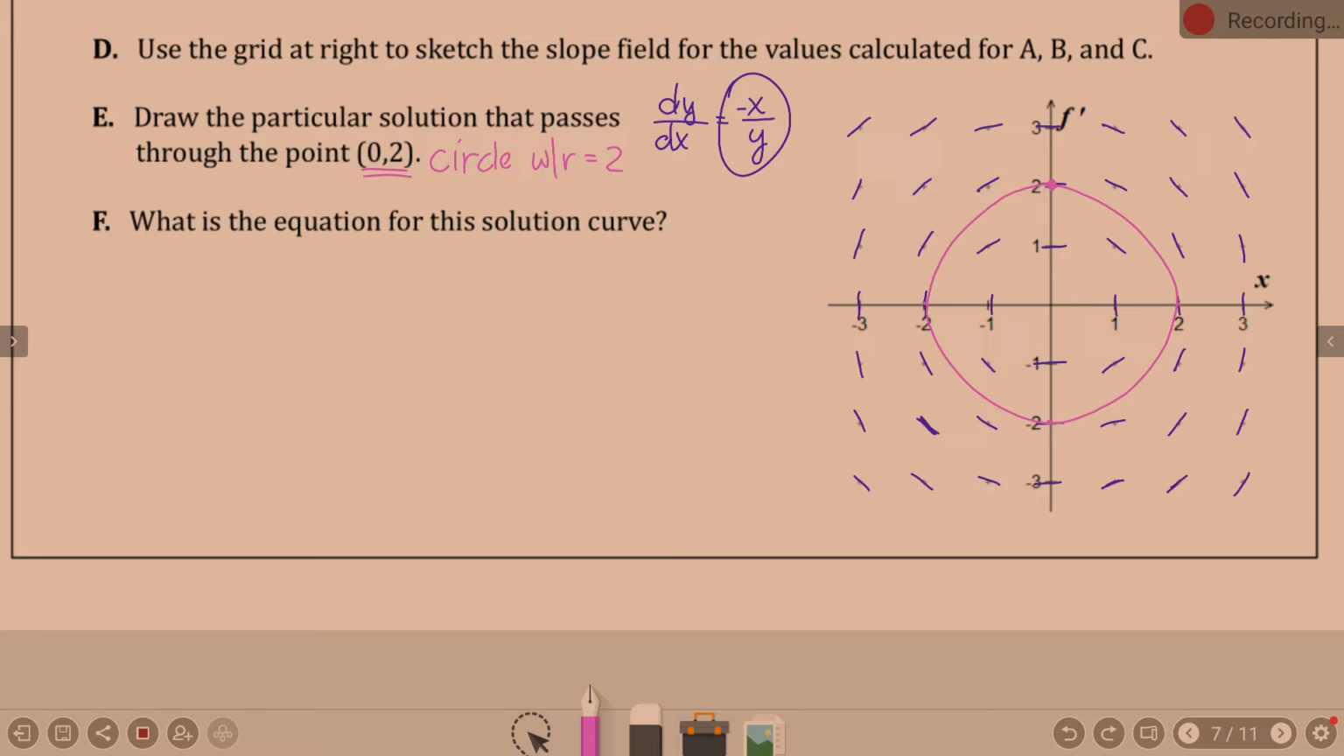And then F says, what is the equation for this solution curve? We're doing an equation for this solution curve. Well, officially we could integrate this, separate our variables and integrate. Or, what is the equation of a circle? We haven't done this enough, I know. Pi r squared. No, not area of a circle. Equation of a circle. It's like x squared plus y squared. Is it radius squared?